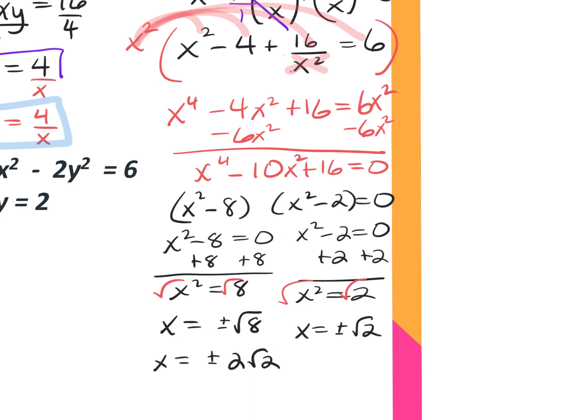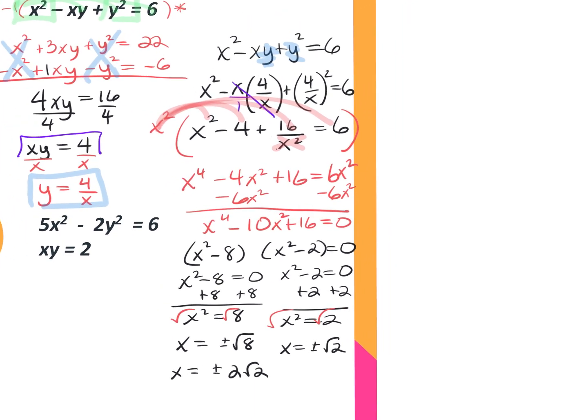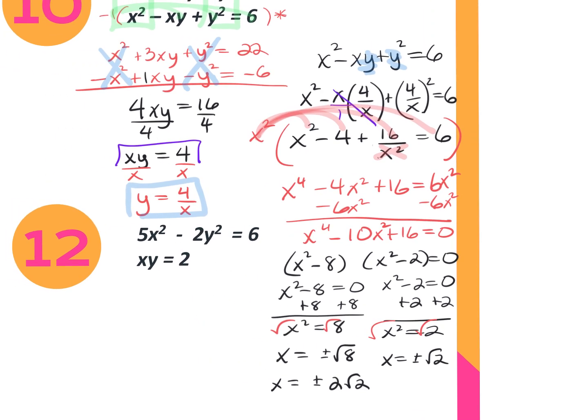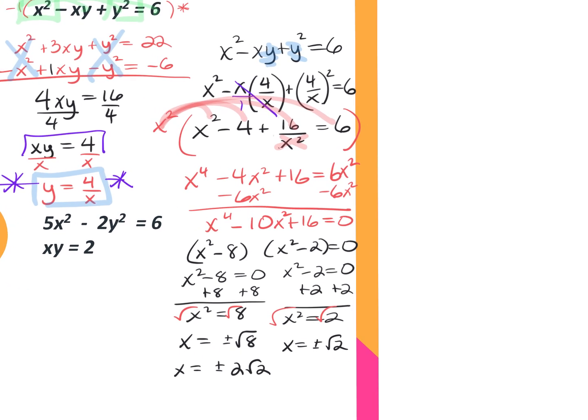So I'm going to go ahead and now I got to plug them in. Now, I'm not going to plug them into one of the originals because that's going to be way too much work. I can go back over here and plug it in to the one that I rearranged, that I simplified by doing the elimination. So I'm going to take my y equals 4 over x. This is what I'm using to get my 4 y values for each one of these x's.